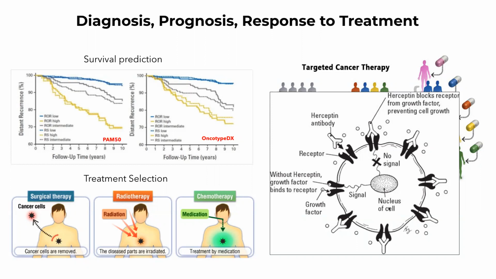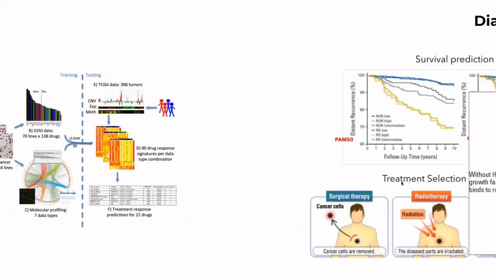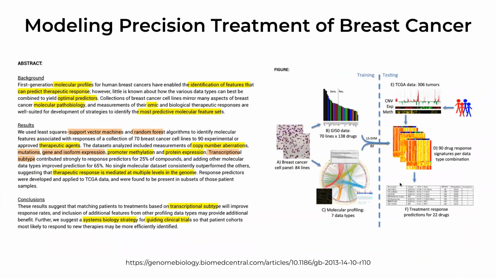Let's talk a little bit further about the Modeling Precision of Treatment in Breast Cancer paper. Here we see the abstract of the paper, as well as the graphical abstract, which summarizes what the authors were trying to do in the analysis that they performed. As you go through this, you can see some of the yellow words that were highlighted, and these are topics that this publication falls under.